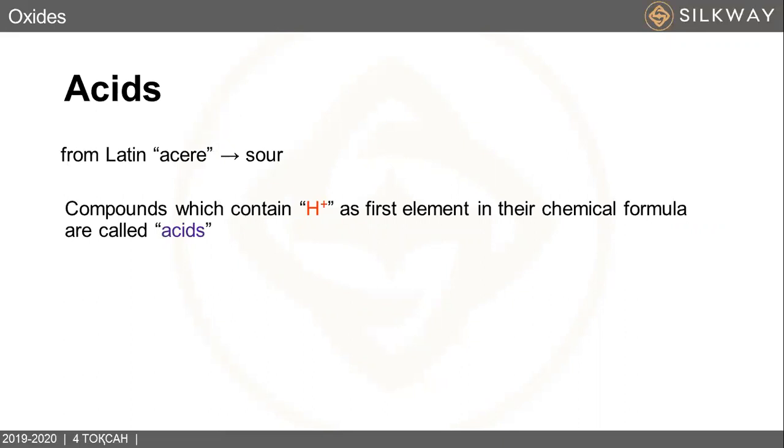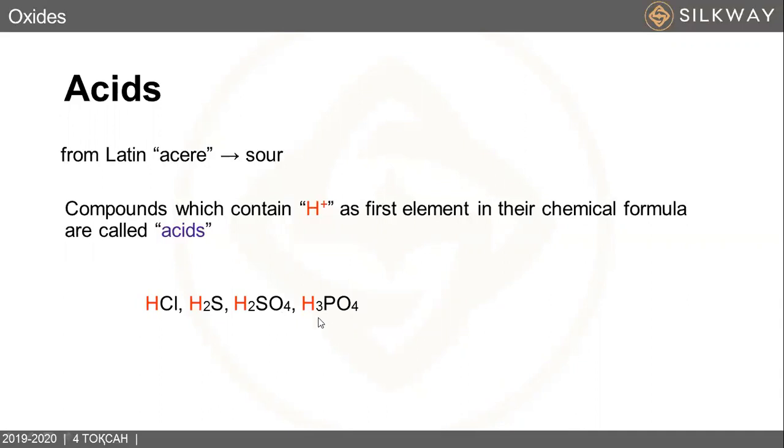So, what is it? Acids. The word acids became from Latin acer, which means sour. The acids contain hydrogen as first element in their chemical formula, like hydrochloric acid. The first element is hydrogen. Hydrosulfuric acid. The first element is hydrogen. And the sulfuric acid. The first element is hydrogen. After that is sulfur, and after that is oxygen.